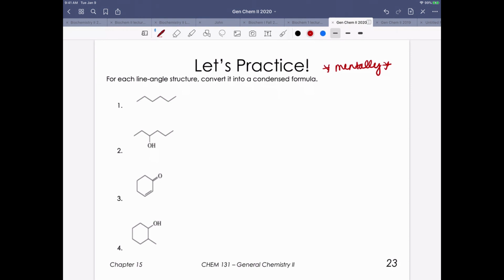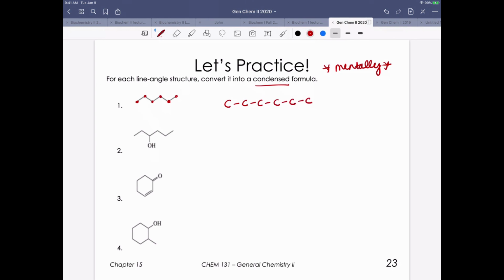So again, I'm going to just go through these. I'm just going to draw them as condensed formulas, because taking them all the way out to Lewis structures takes way too long. But let's see if we can do this. We'll practice a couple of these here. Every place that I've got the end of a line or an intersection of a line represents a carbon atom. So again, I'm going to string those together. Carbon, carbon, carbon, carbon, carbon, carbon.